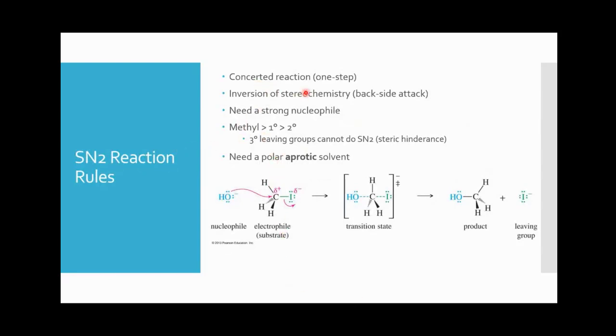This reaction is a concerted step, meaning it's a one-step reaction. As the nucleophile attacks the carbon, the leaving group leaves at the same time. It also does a backside attack, meaning the stereochemistry will change. You need a strong nucleophile to perform this reaction, and tertiary cannot do SN2 due to steric hindrance. Another thing is you need a polar aprotic solvent, and I'll explain that more later.